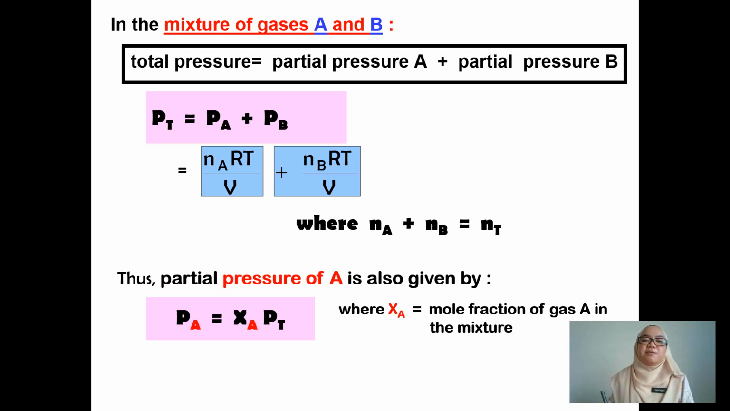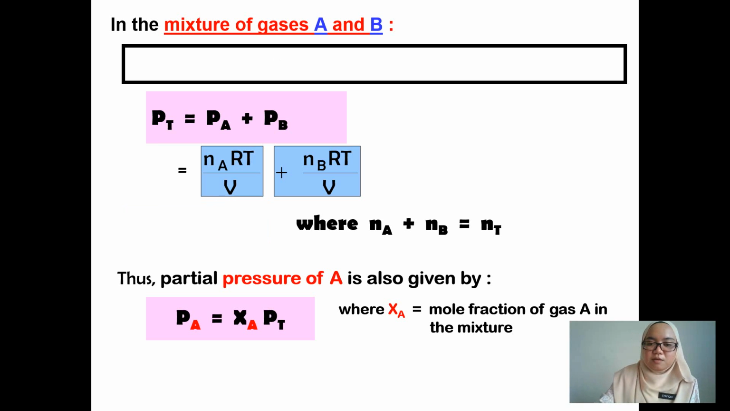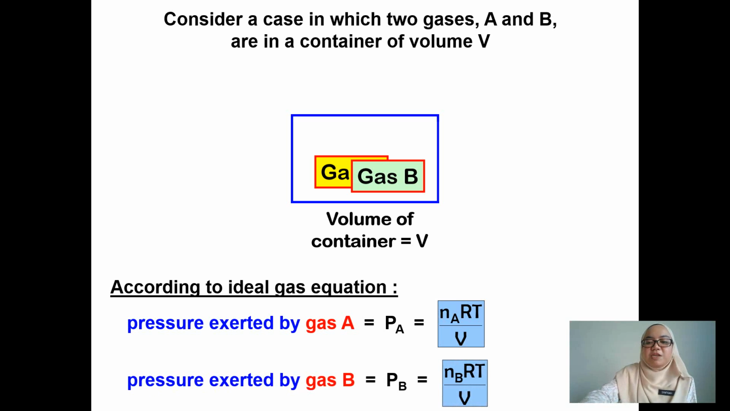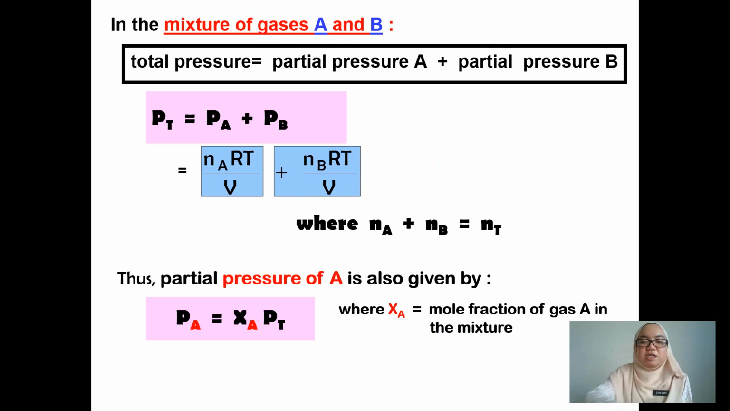So we can substitute the pressures of A and B into this equation. We get nART over V plus nBRT over V, where nA plus nB is equal to nT. Thus the partial pressure of A is also given by PA equals XA times PT, where XA is the mole fraction of gas A in the mixture.